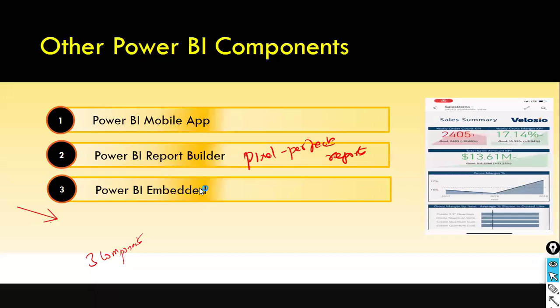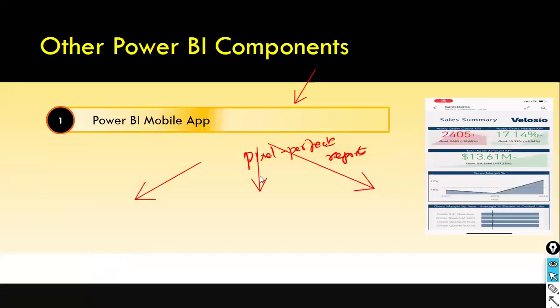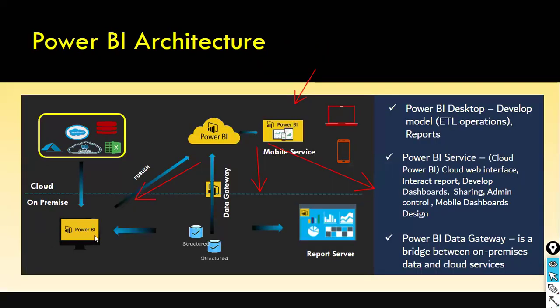So that Power BI Desktop tool has three components. One is Power View, the other one is Power Query, and the third one is Power Pivot. These three components are available as part of your Power BI Desktop itself. Let me go back to the previous slide. In this Power BI Desktop, three components: Power View, Power Query Editor, and Power Pivot. In Power View, we create all the reports.